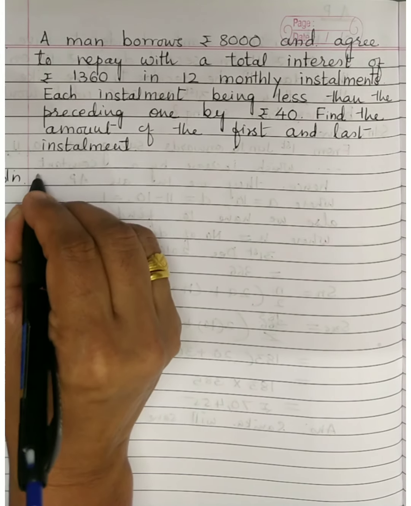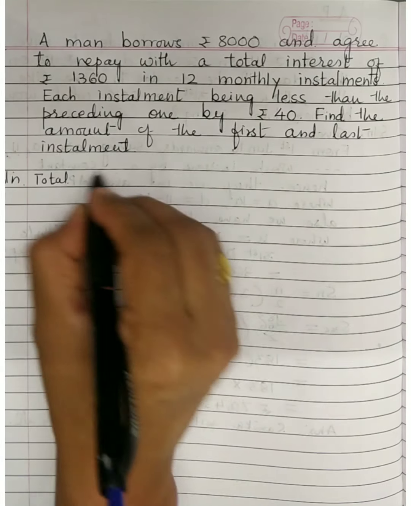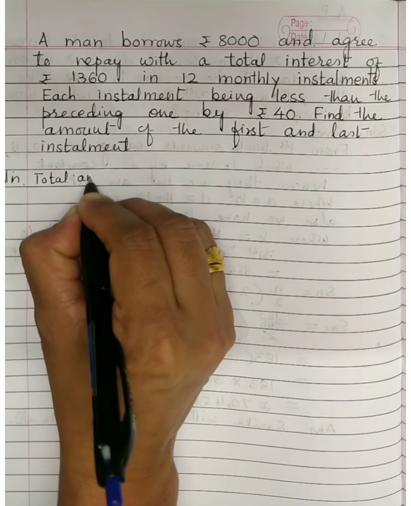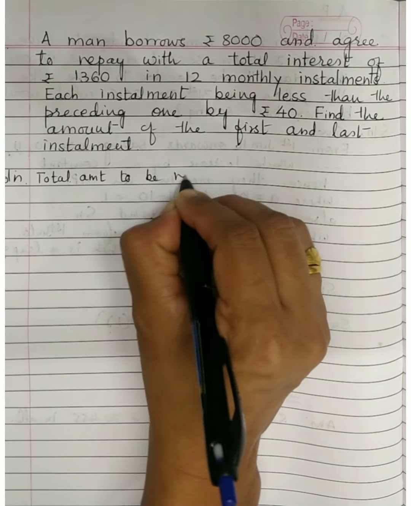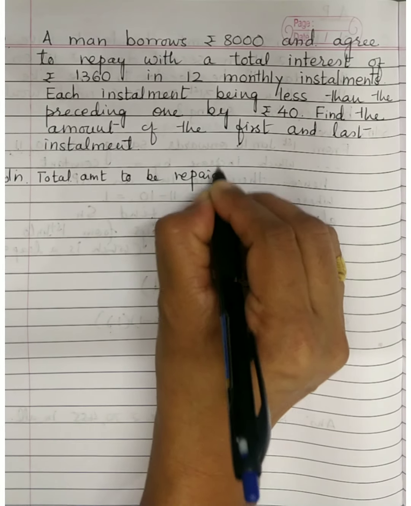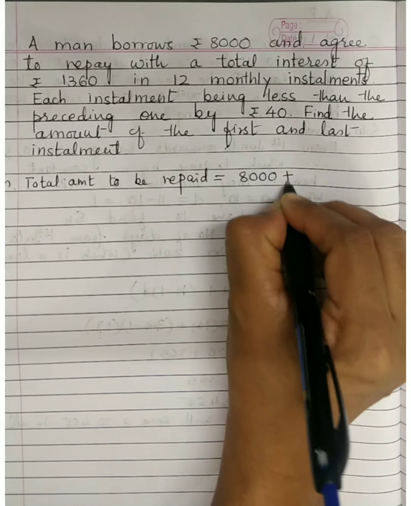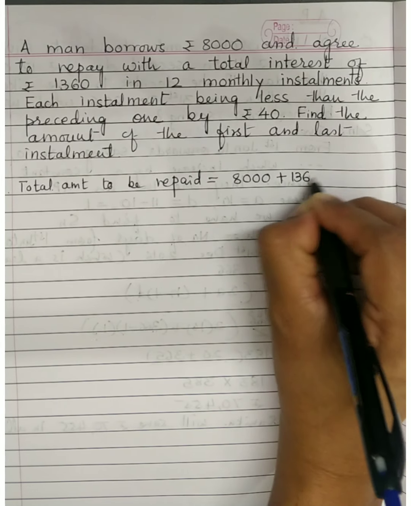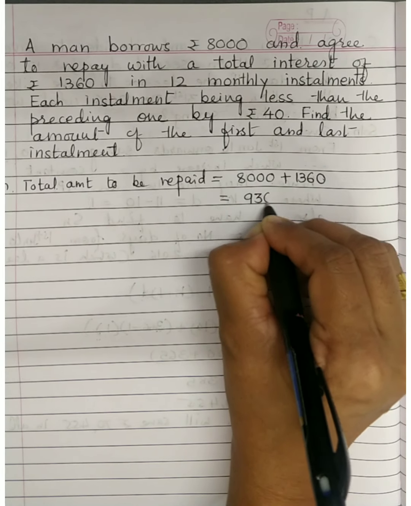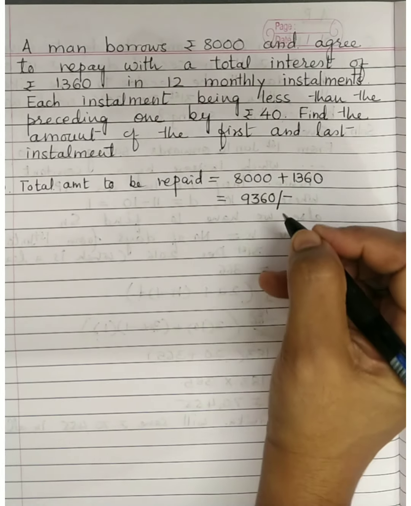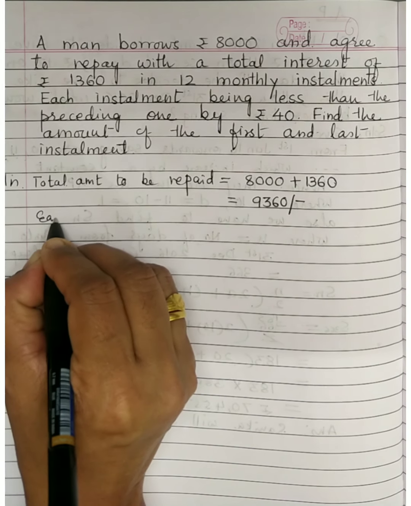So first we have to find the total amount to be repaid. We can write 8,000 plus 1,360, that comes as 9,360 rupees.